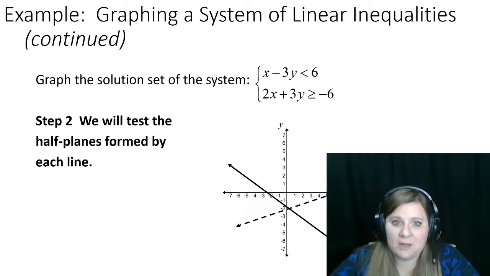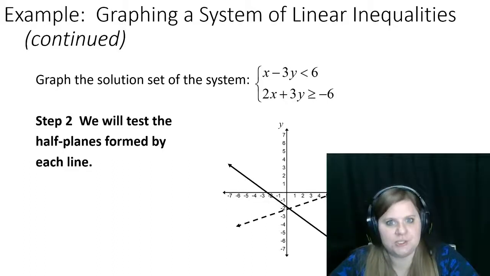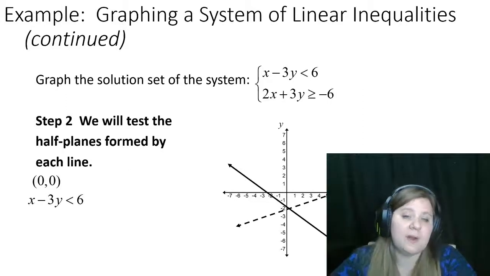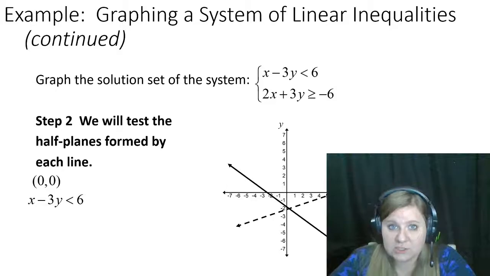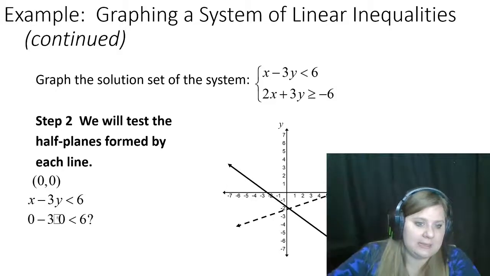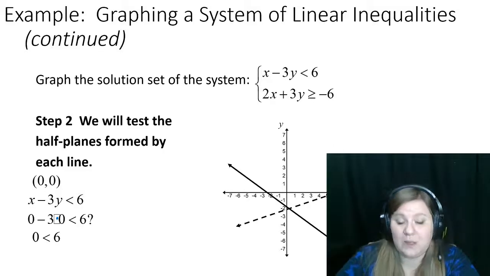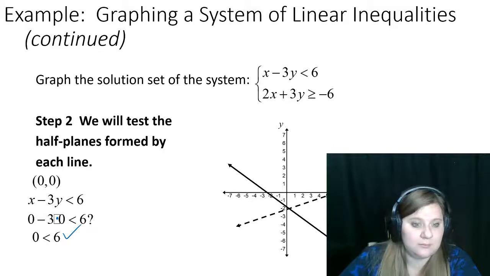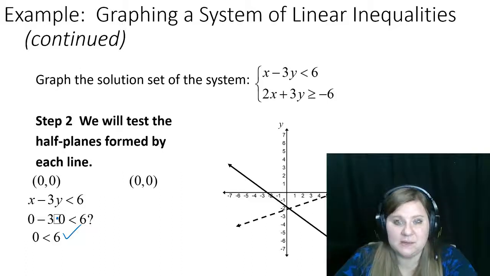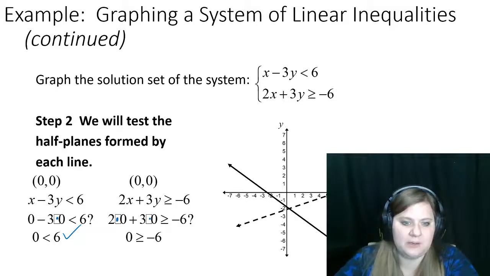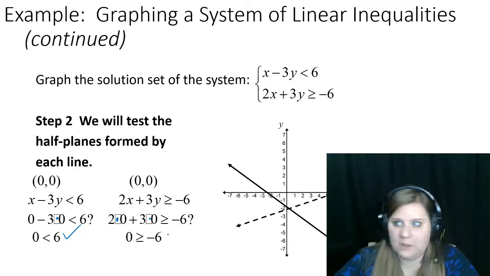Now, I want to test some points to try and figure out where I need to shade. So I'm going to test (0, 0) first. When I plug (0, 0) into the first inequality, I get that 0 is less than 6. Well, that's true. And then I'm going to plug (0, 0) into my second inequality. I get 0 is greater than or equal to -6. Well, that's also true.